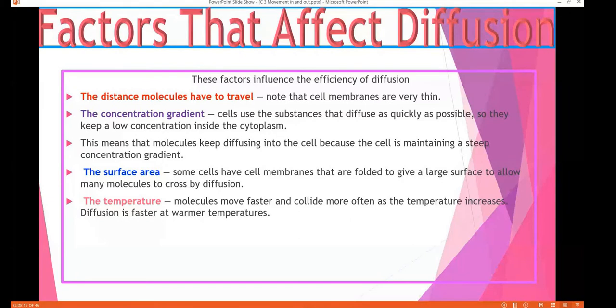And the next factor is the concentration gradient. Cells use the substances that diffuse as quickly as possible, so they keep a low concentration inside the cytoplasm.